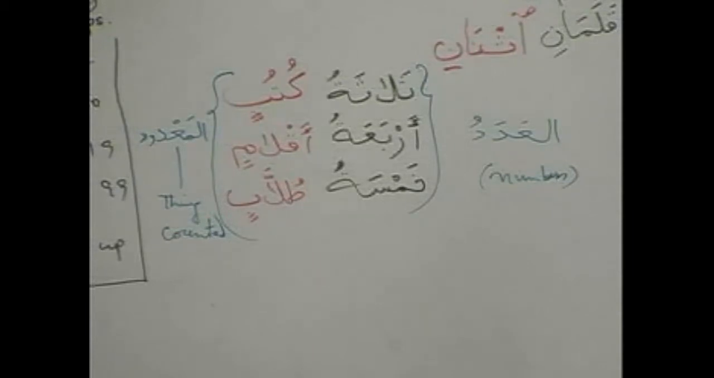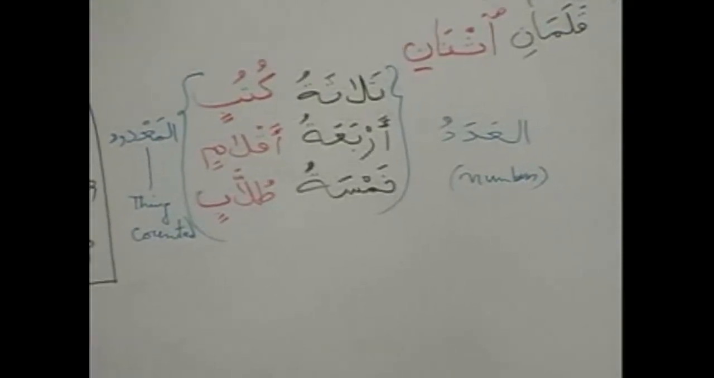What do you say? Salasatu kutubin. Literally, if I translate, 3 of books. See, I am using "of" just to emphasize mudaf, mudaf ilayhi. Then I say 4 of pens, mudaf, mudaf ilayhi. And I say 5 of students. But we don't use "of". We say 3 books, 4 pens, 5 students. But the construction is of mudaf, mudaf ilayhi.